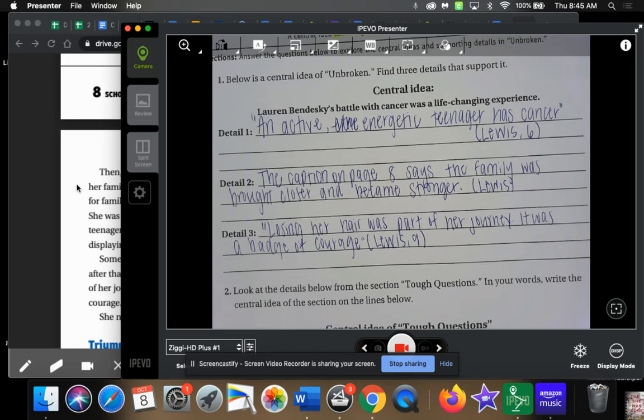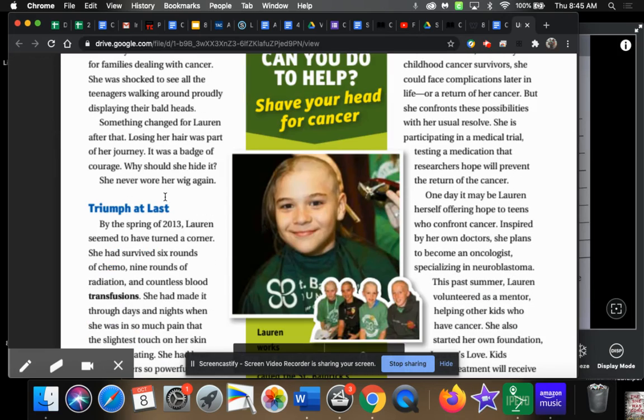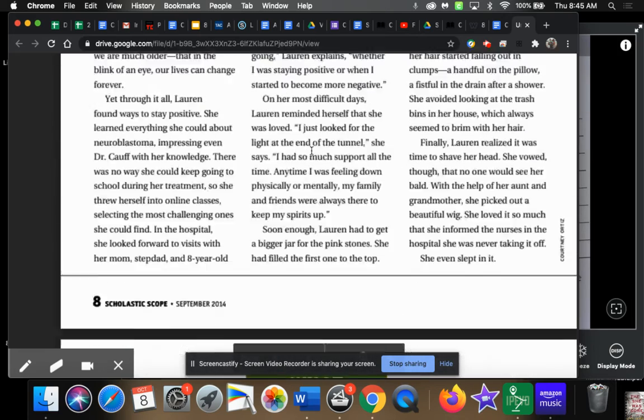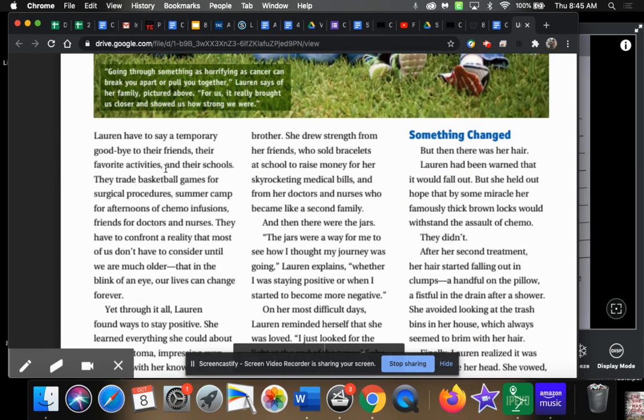The one that I found, you guys didn't even find, which is kind of neat because that means that we can continue to support. The one that I found was at the beginning of page 8, when it said she had to say a temporary goodbye to her friends and her favorite activities and their school. So that's another evidence that you can use to support. So there's plenty to support those central ideas.